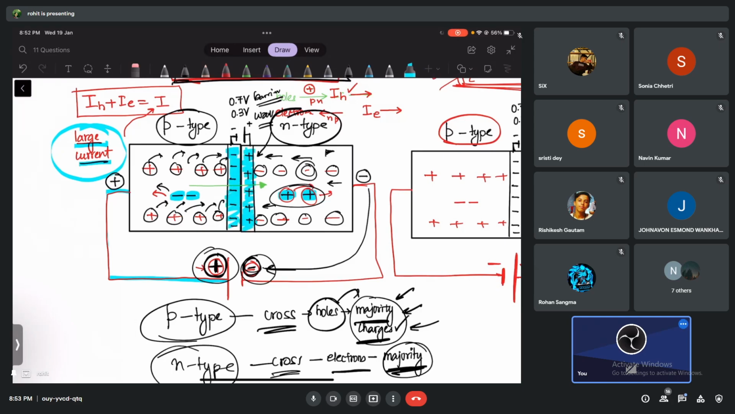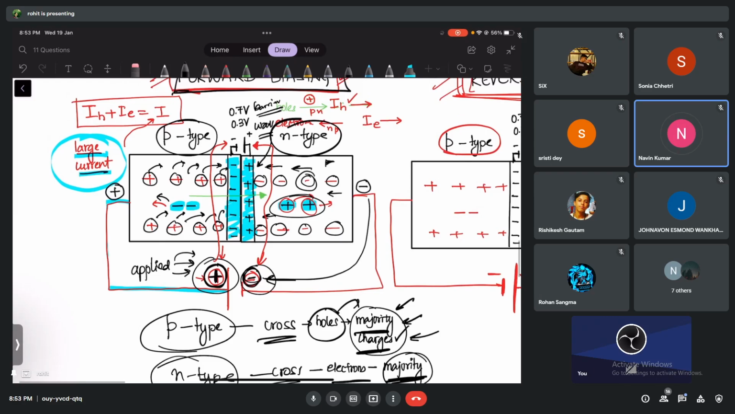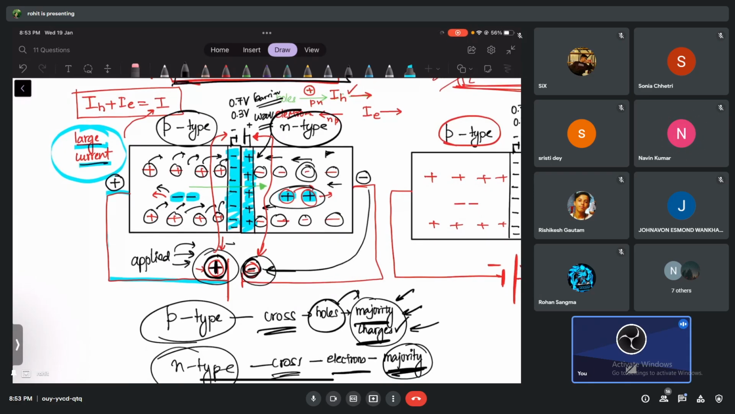I can show you another way. This plus is connected to what? The minus of the wall. And this minus is connected to what, guys? The plus of the wall. So will it help the wall or reduce the wall? It will reduce the wall, because the applied battery is of opposite sign to the wall. That's why the wall is going to reduce in size. That means the depletion layer will have reduced size. Please remember this.